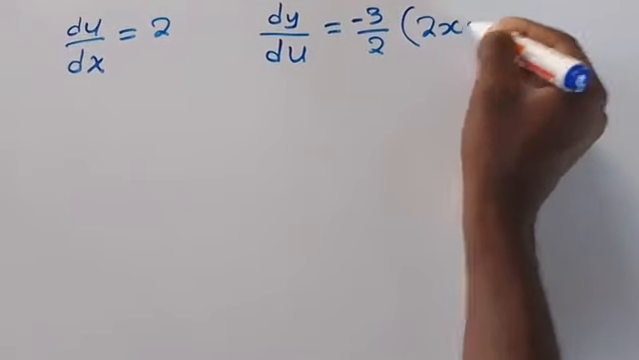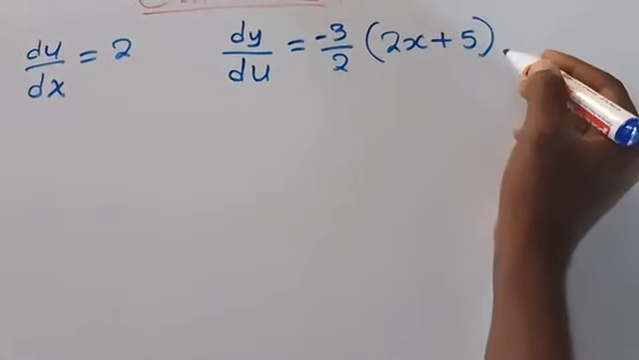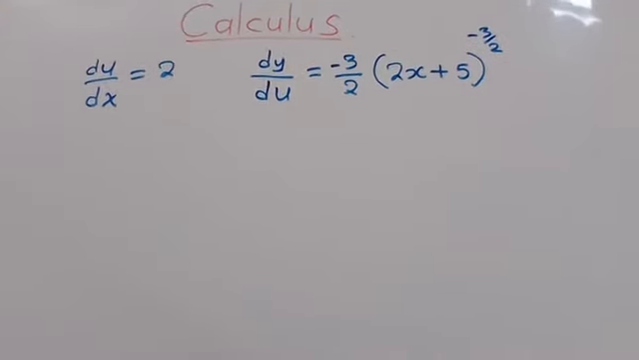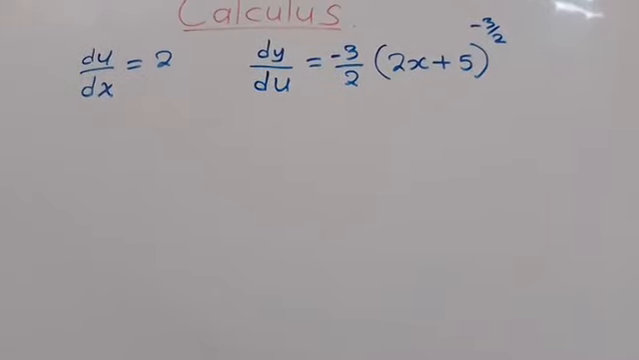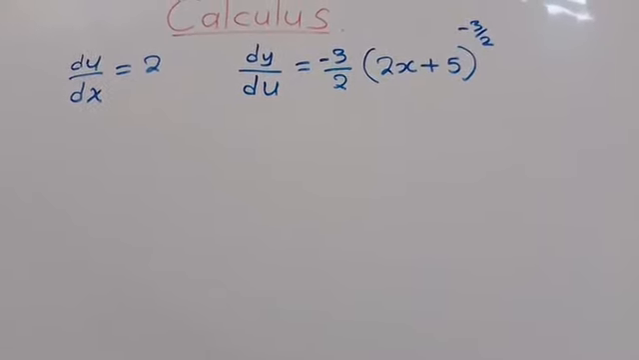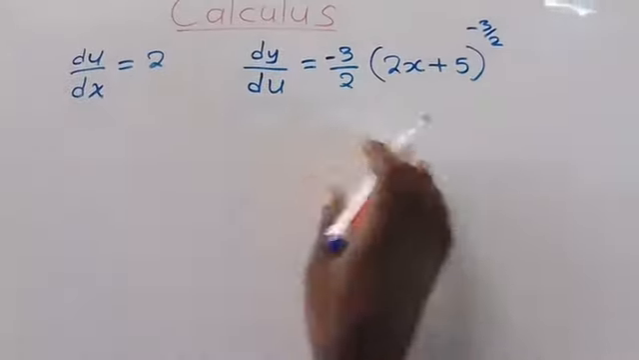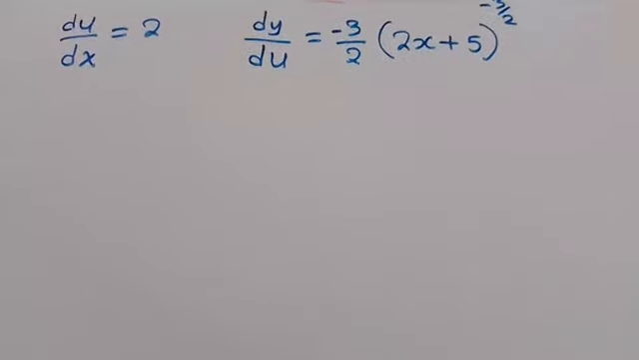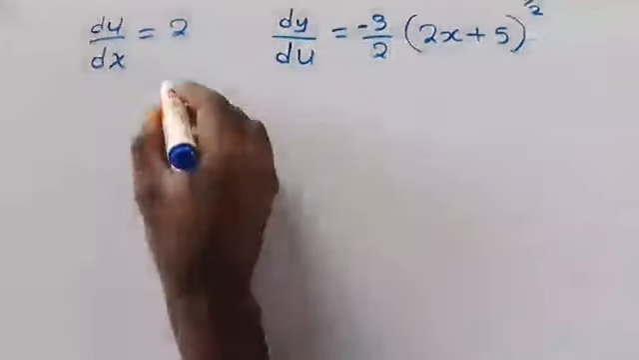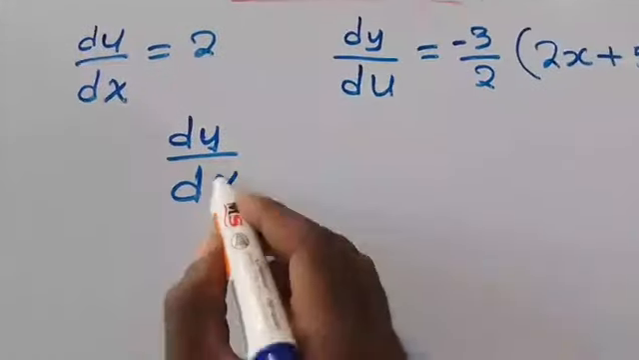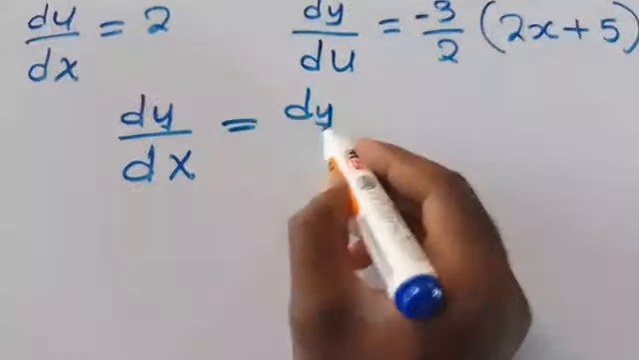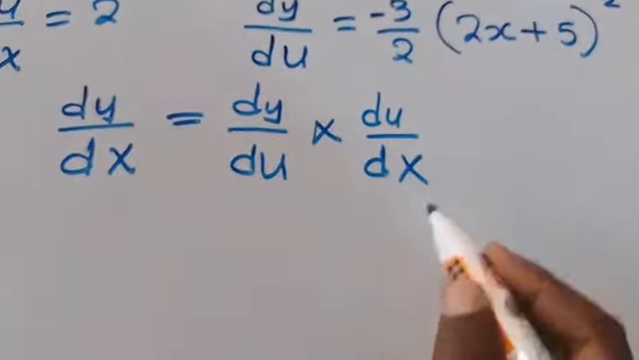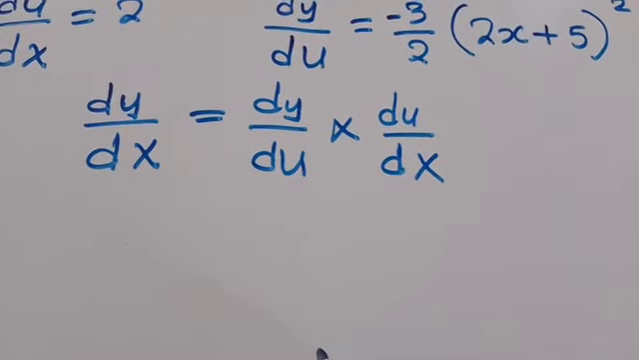Then 2x plus 5, to the power negative 3 over 2, like that. This is what I've come up with, my answer. Now, with these two, I know the formula that we need to use: dy over dx is equal to dy over du times du over dx. This is the formula that we need to use.